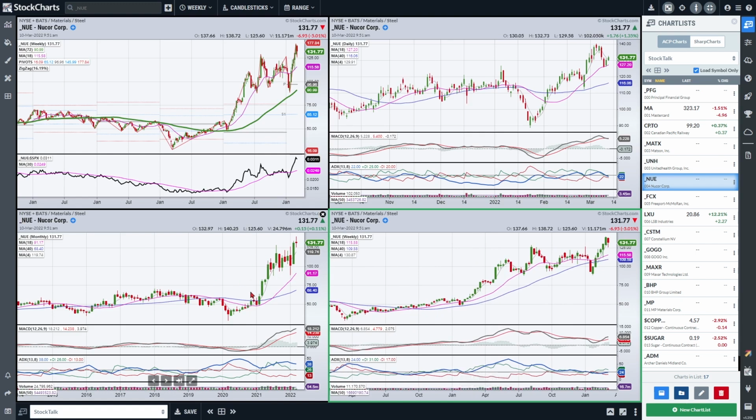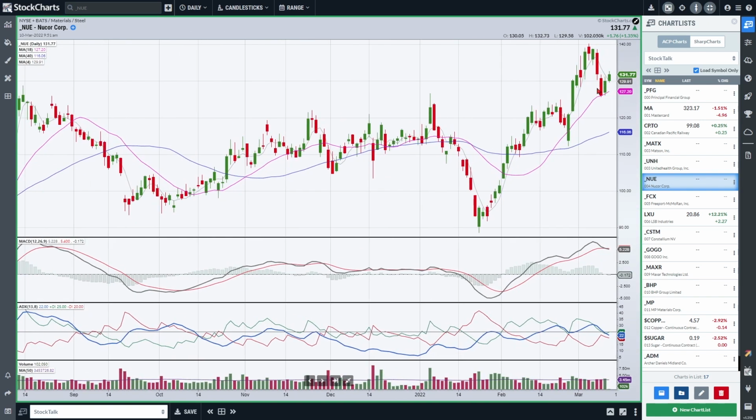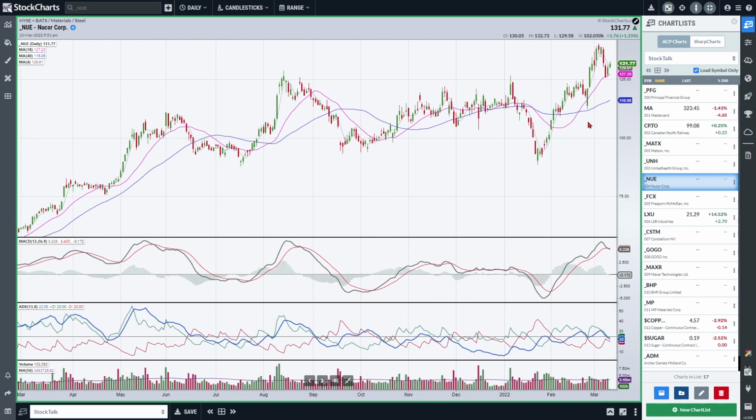Nucor, let's go back to our 4 time frames. So nice chart, nice momentum characteristics. We've got a pretty good play developing here. The one thing that bugs me a little bit on this is the violence of the pullback. Do you see the big red bars to the downside? This happened kind of across the board in the steel area.